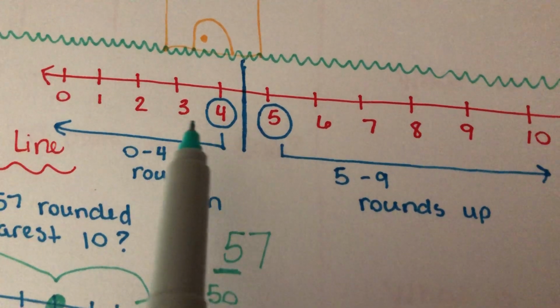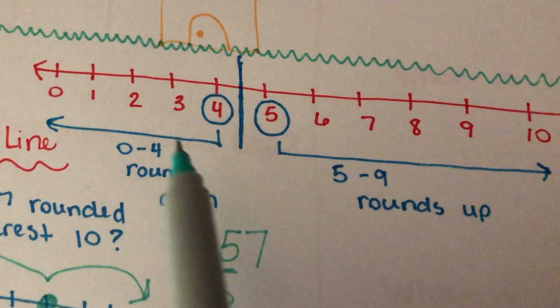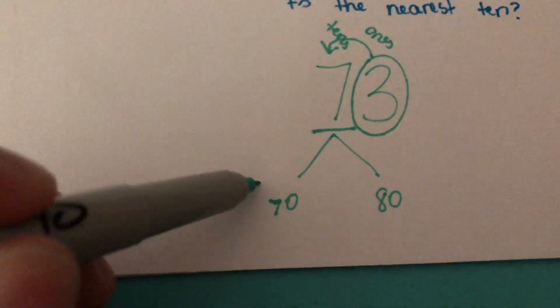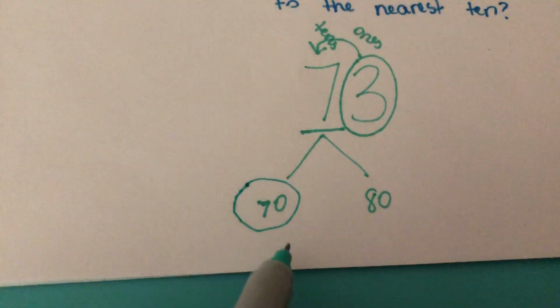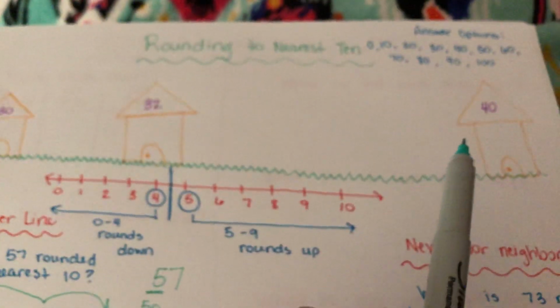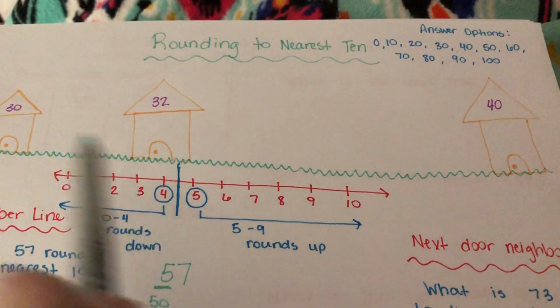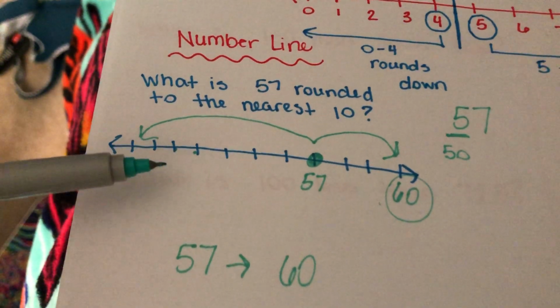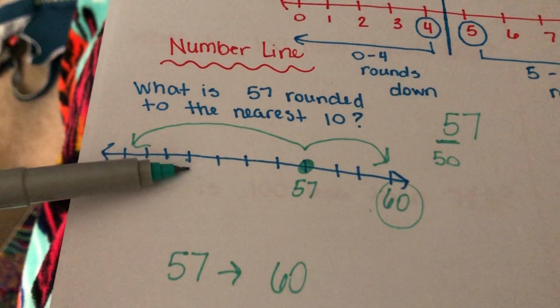3 is smaller than 4, and we know that any number 0 through 4 rounds down. So let's take a look. If we have the 70, it's going to round down to 70. 73 is closer to 70. If you were to come up here, make this a 70 and an 80, this would be 73, it's closer to 70. If this were to be a 70 and an 80, 73 would be right here, and then that would be closer to 70.